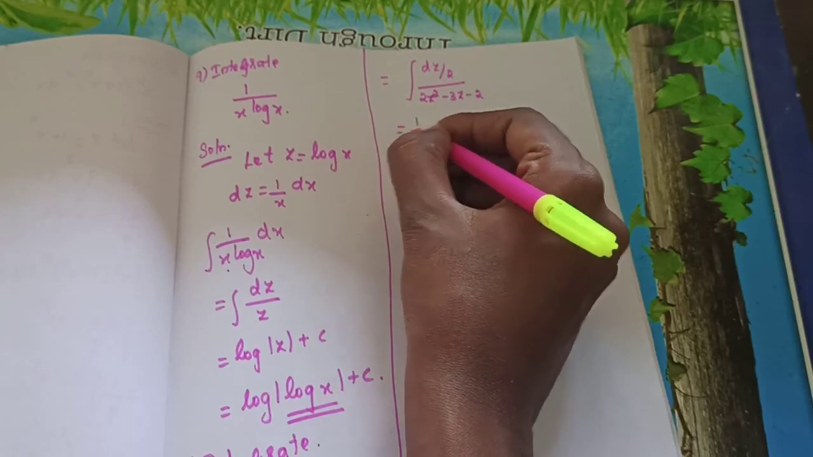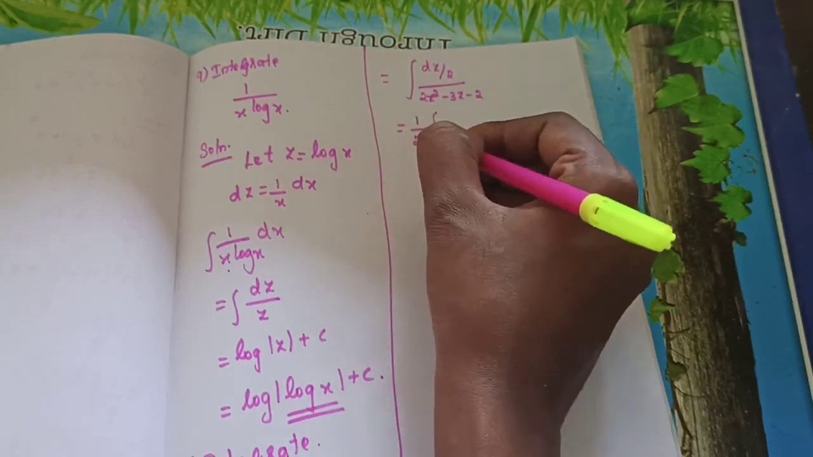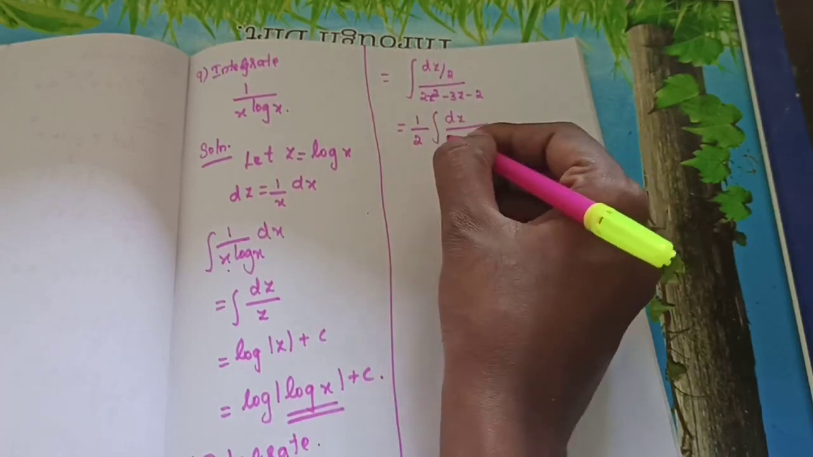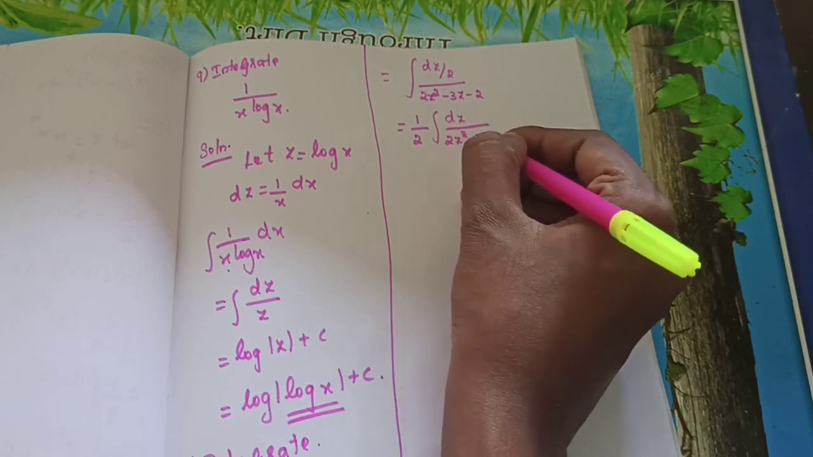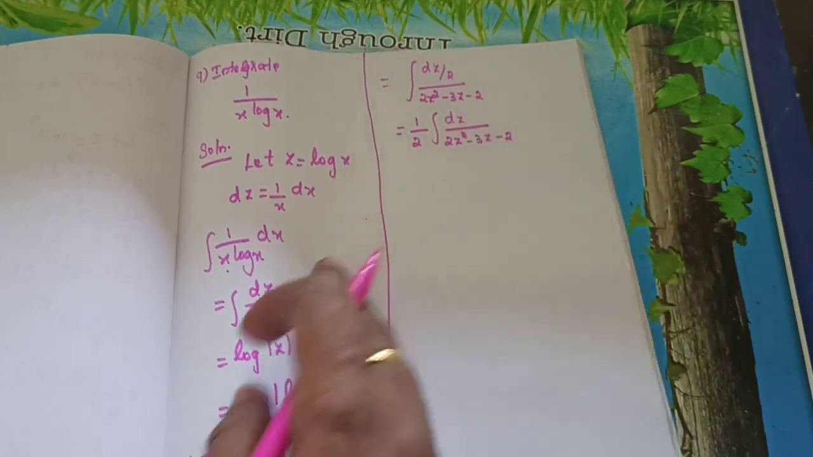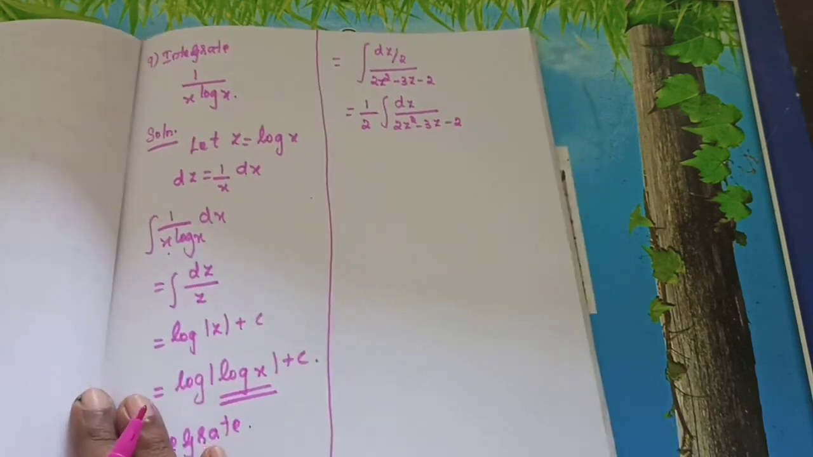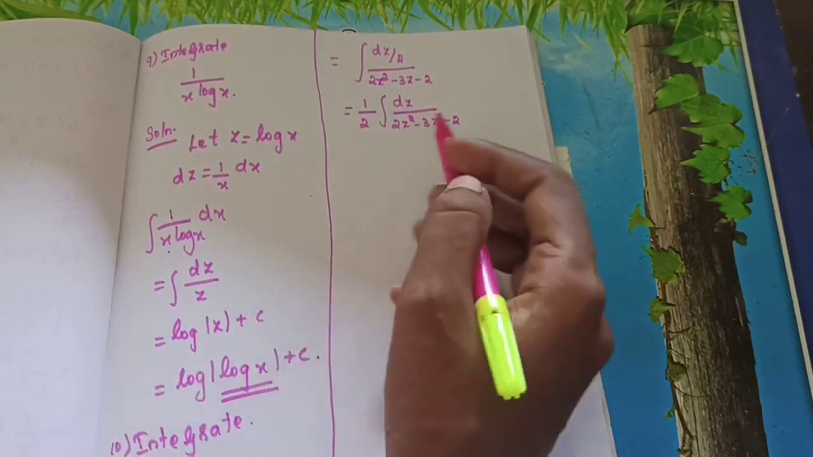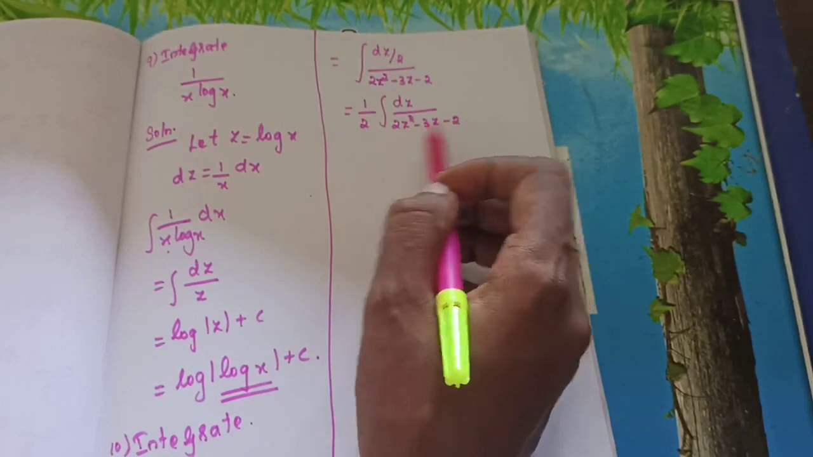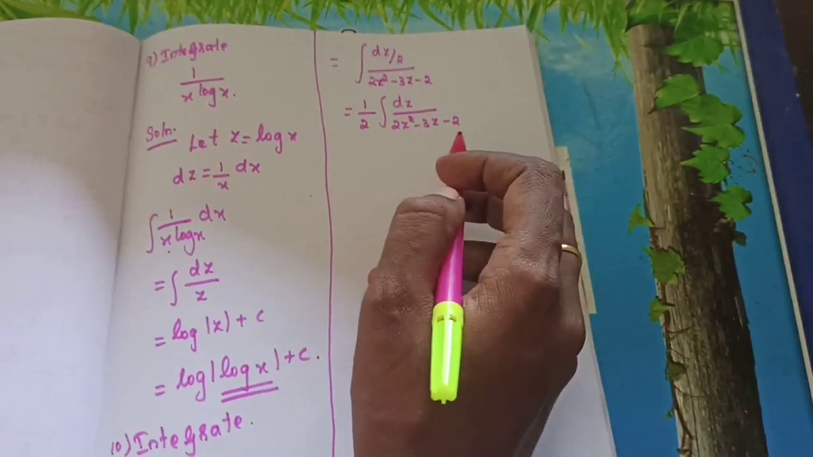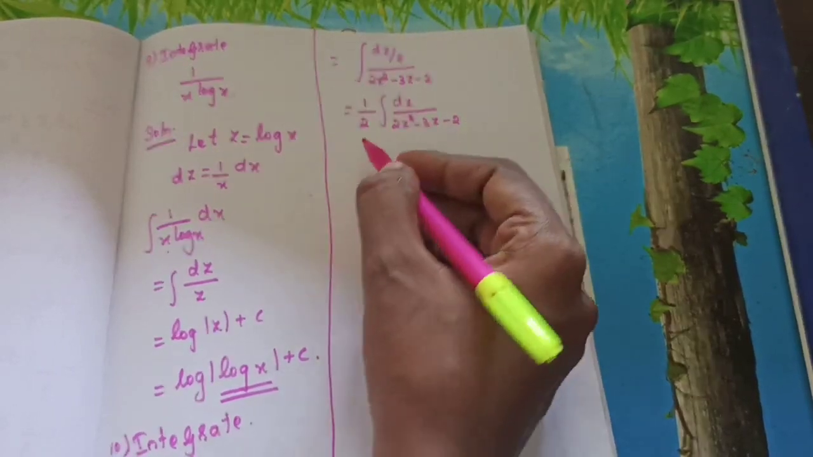So that's equal to 1 by 2, a constant outside, dz divided by 2z square minus 3z minus 2. Okay. So in this problem, we are going to use partial fraction. Why are we using partial fraction? You may have a doubt. Here we can change it into linear factors. Is it right? Because of that we are going to do partial fractions.